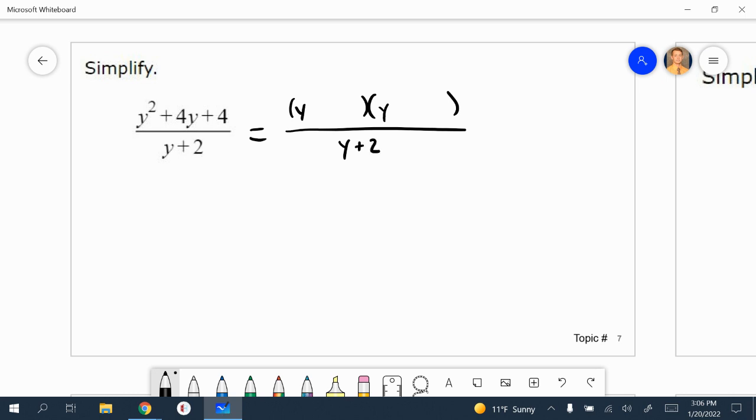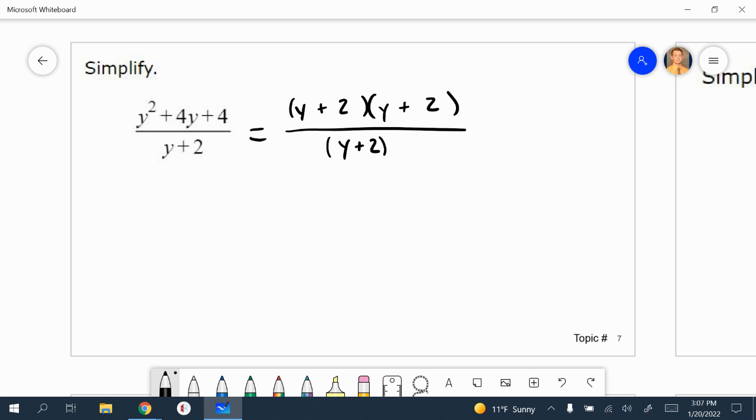Now let's look at two numbers that multiply to give me 4 and add to give me 4. That would be 2 and 2. They're both going to be positive. And sometimes it helps if I put parentheses around it, even though it's not necessary, just to see if you can find any matches.